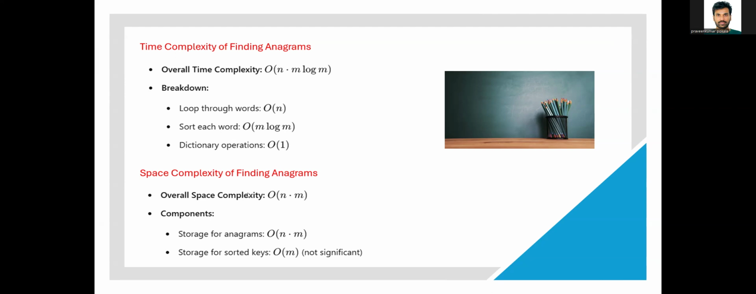So if we want to navigate through space complexity, the overall space complexity is this. It comes from the storage needed for the anagrams dictionary, which could potentially hold n keys, one for each unique sorted word. Each key might correspond to m characters, leading to a total of O of n m. It is also worth noting that while we use O of m space for the sorted key of each word, this is transient and doesn't accumulate across iterations. Therefore, it doesn't change our overall space complexity.